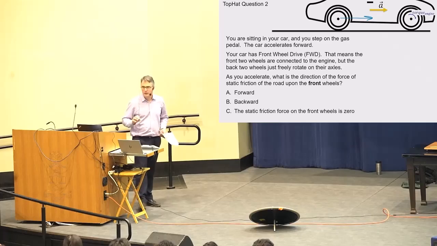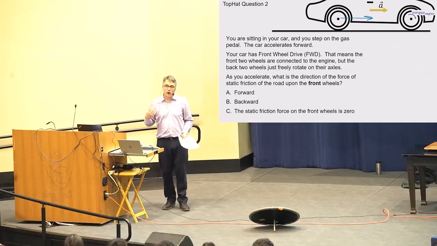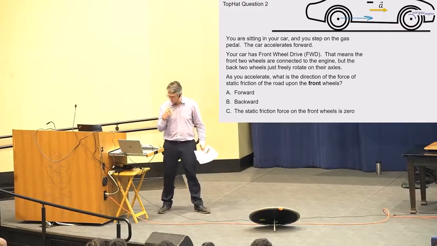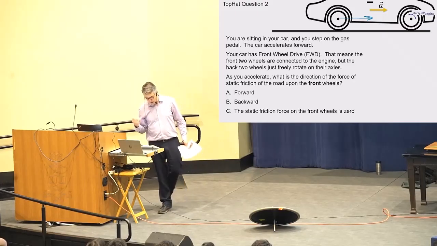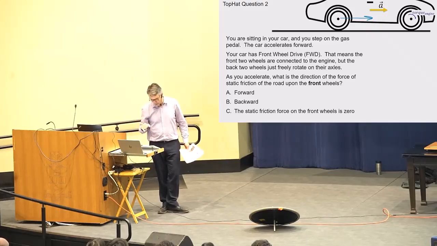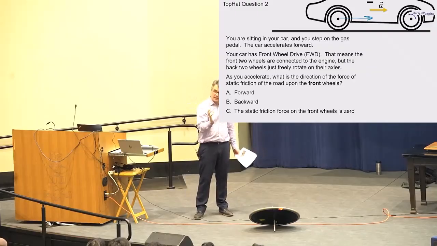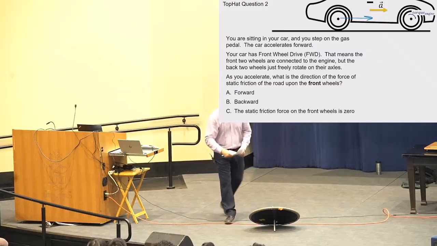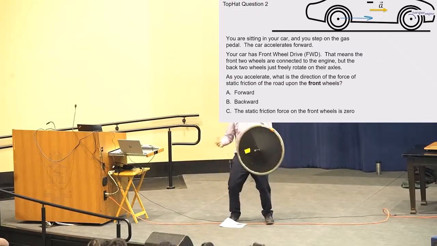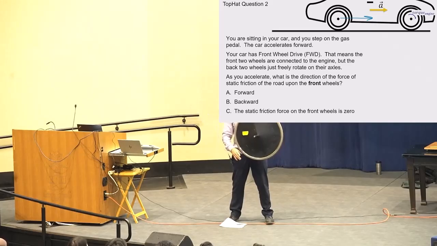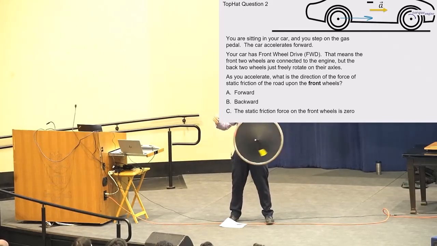You're sitting in your car, you step on the gas. So the car accelerates forward, to the right in this case, and there's an acceleration here. So what's the direction of the force of friction on the front wheels? And what I've said here is that your car has front-wheel drive, meaning that the engine is connected to the front wheels, and it's causing them to rotate. Like if you lifted the whole car up, the back two wheels would just stay without rotating. If you step on the gas, the front would start spinning like that.